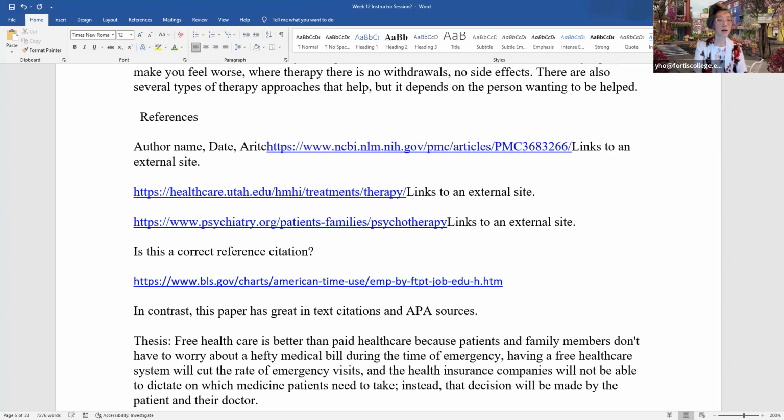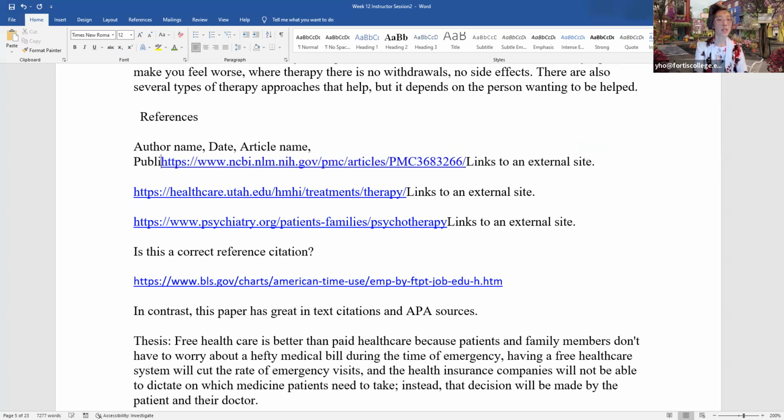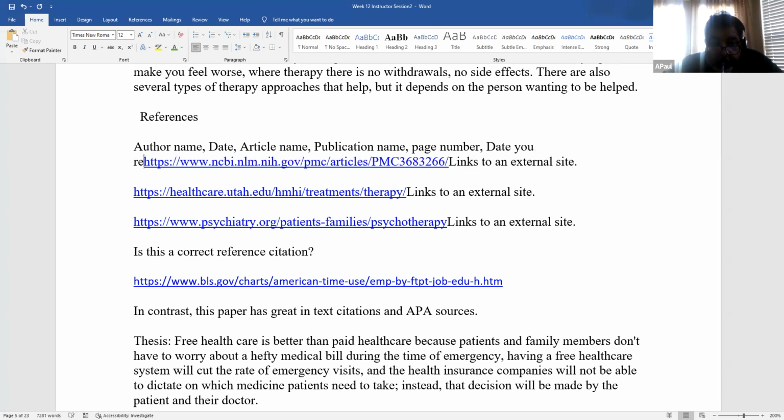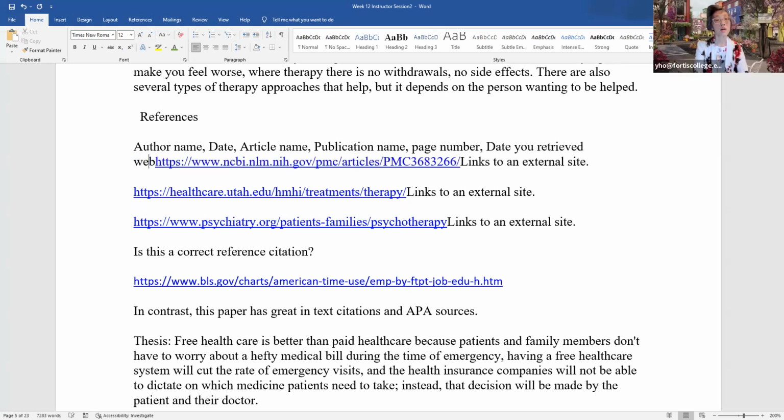Article name. Publication name. And page number. What else is she missing? Retrieved from. Date you retrieved the website from. Now it's complete.